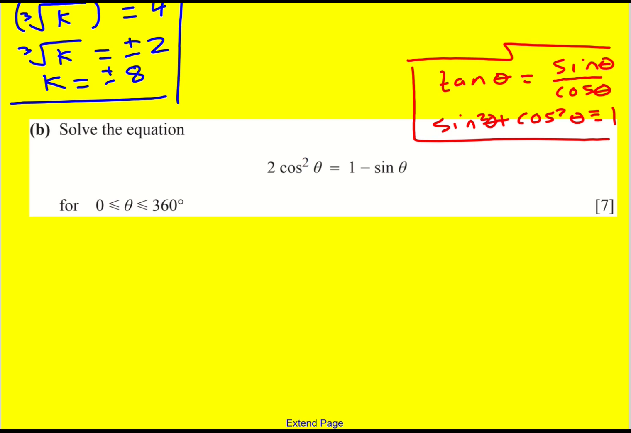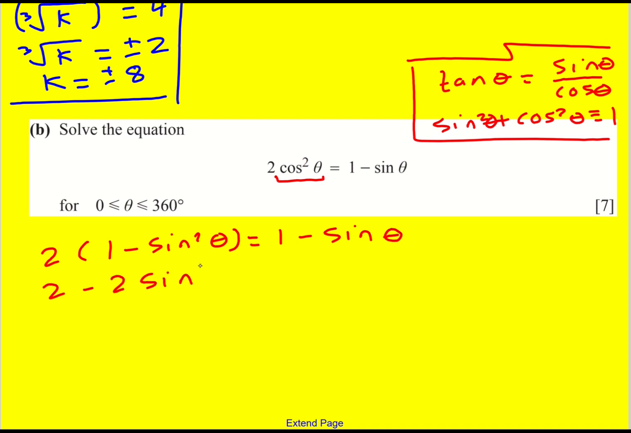So I've got a cos squared and a sine. I want to get it all in terms of the same thing. So what I'm going to do is replace that cos squared by 1 minus sine squared. So 2 times 1 minus sine squared theta is equal to 1 minus sine theta. And what I'm actually doing here is creating a hidden quadratic in sine.